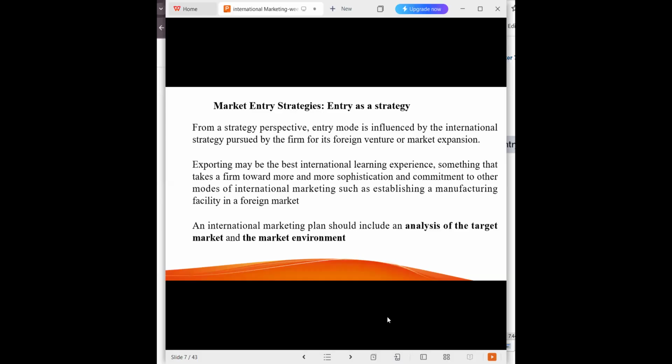And when I say market, I'm referring to the country that you want to enter. You have to have a proper analysis. You have to understand the laws. You have to understand the preferences. You have to understand the needs of those people. You have to understand the taste of those people, whether they like the taste of that product or they prefer the taste that they are familiar with in their own home country.